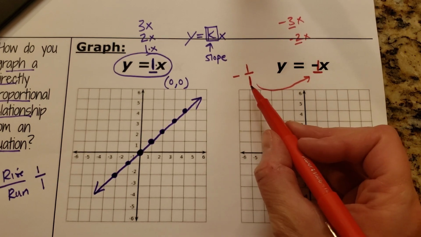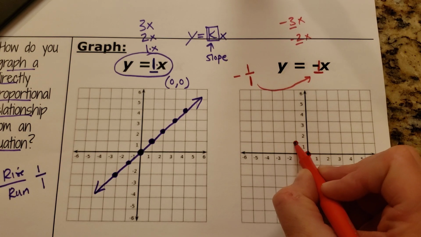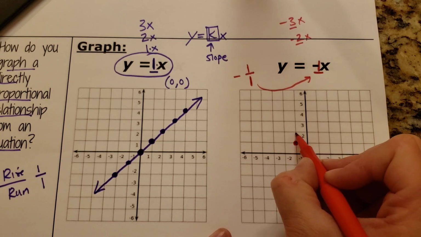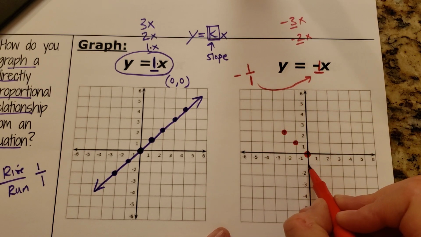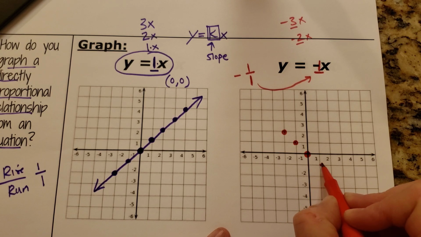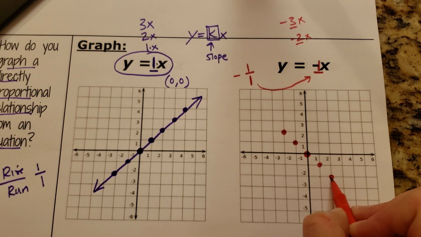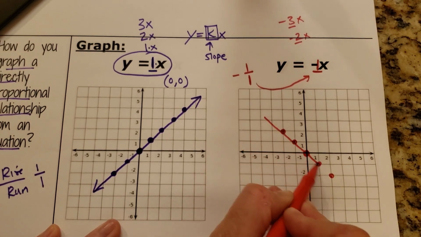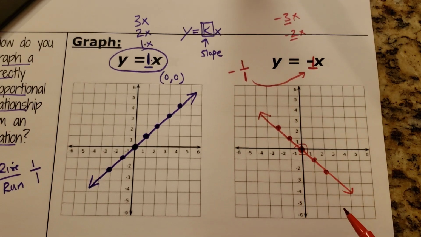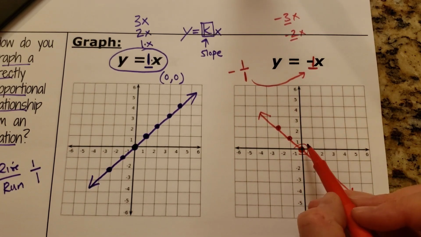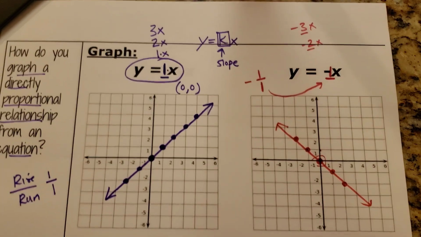So being that it's negative, I could rise 1 and run 1 to the left in the negative direction. Also being that it's negative, I could fall 1 and run 1 to the right. Falling is a negative move. Now, when I go ahead and connect those points, two things I'm going to notice. The line goes to the origin like it should, and it has a slope of -1. Rise 1 and run 1 to the left, and the line is falling. And there we've got it.